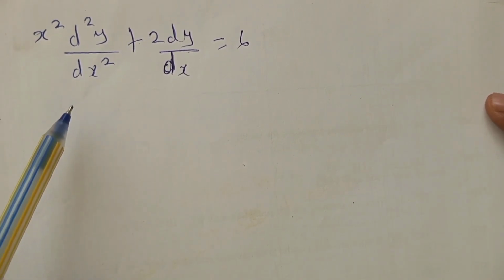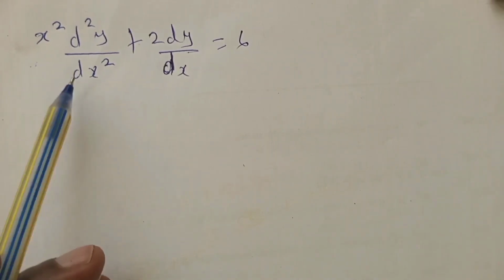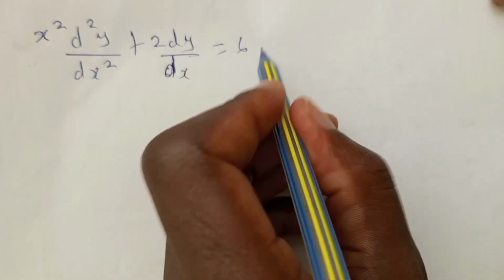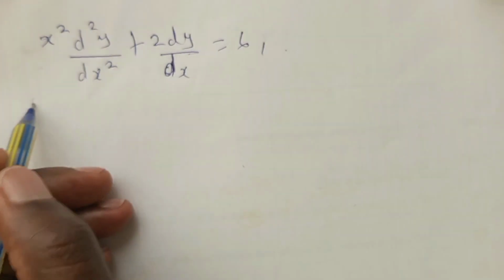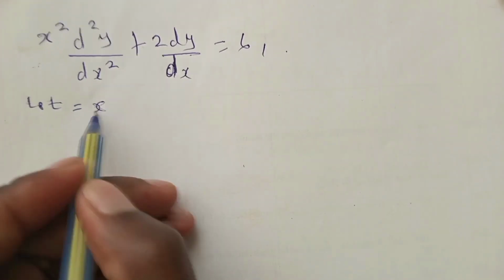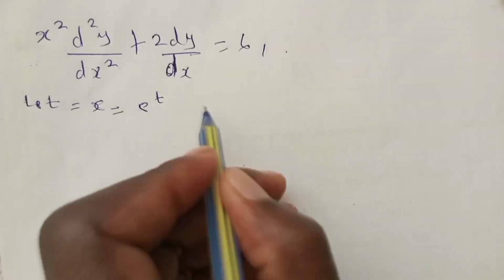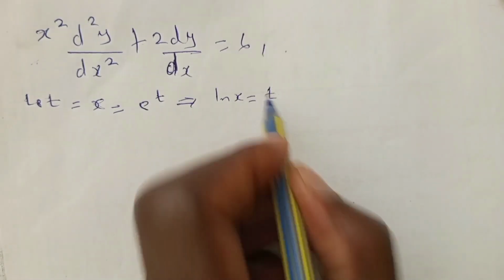Today our focus is linear ODE, which is non-homogeneous with variable coefficient. Now, we are going to make the following substitution in order for us to solve this equation. We are going to let our x be equal to exponential t, so that now natural logarithm of x will be equal to t.